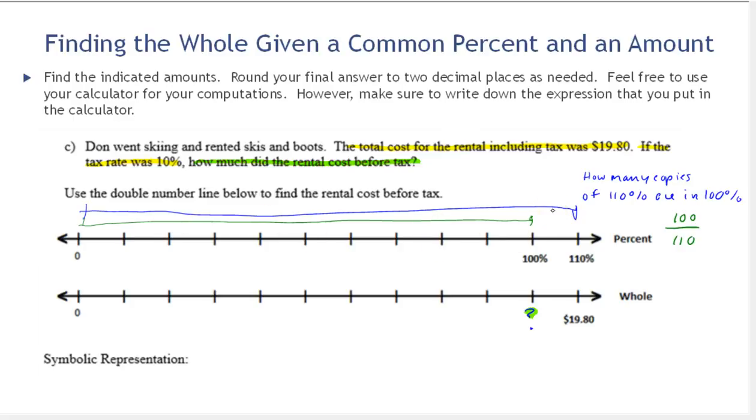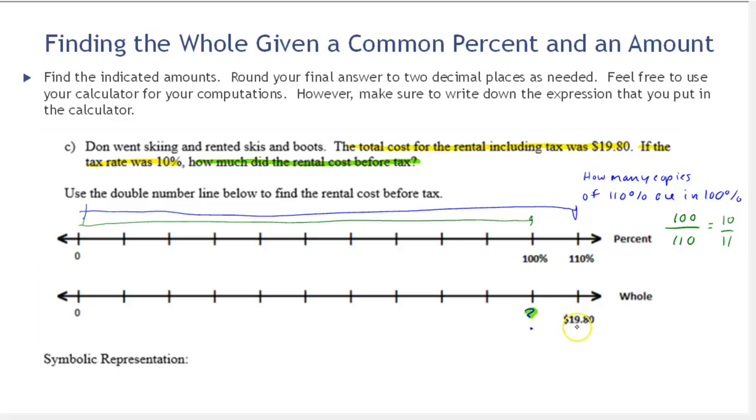Okay, so again, notice the patterns from the last three problems. In all cases, our fraction here, our ratio, was always 100% over the percent we were given the amount for. Okay, so we're given 110% is $19.80. That goes in the denominator. 100% goes in the numerator. Okay, so we can use the same idea here. Okay, I'm going to simplify this.